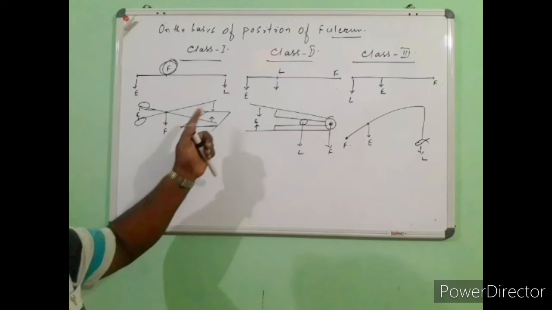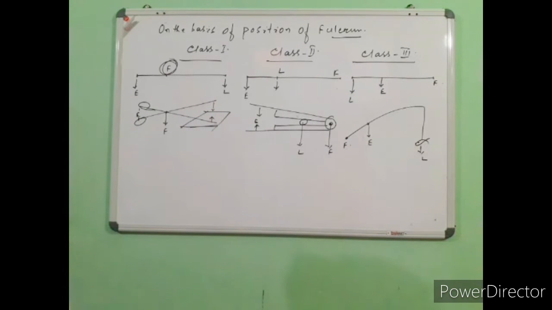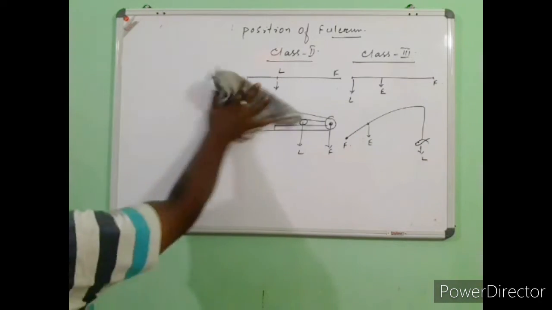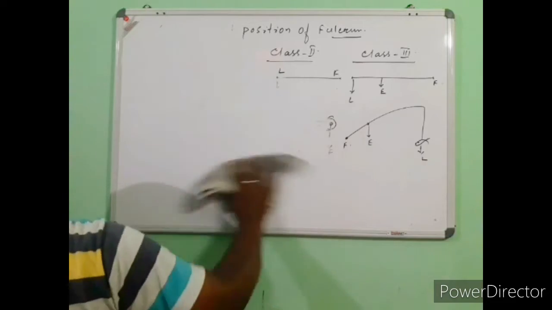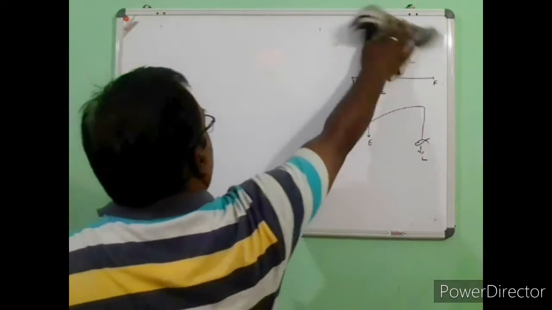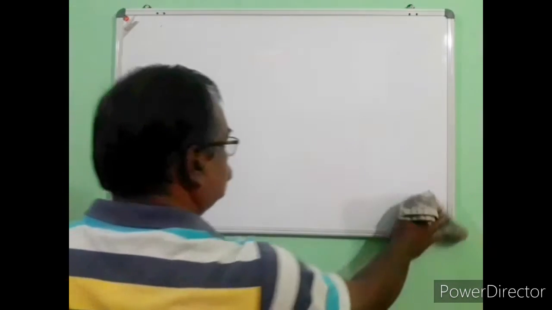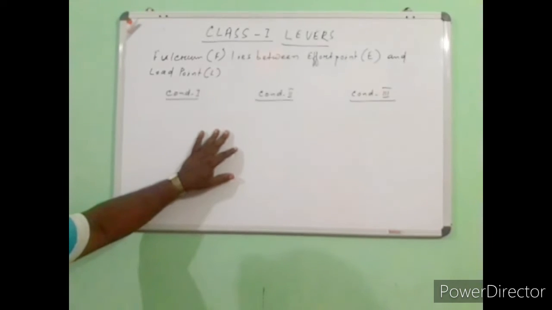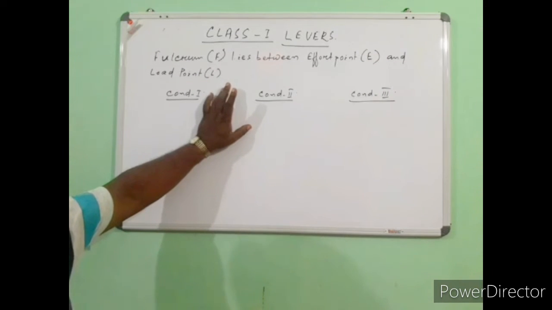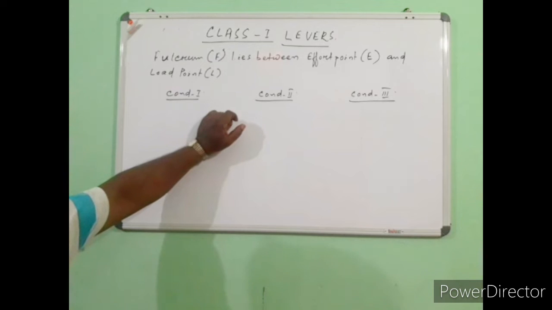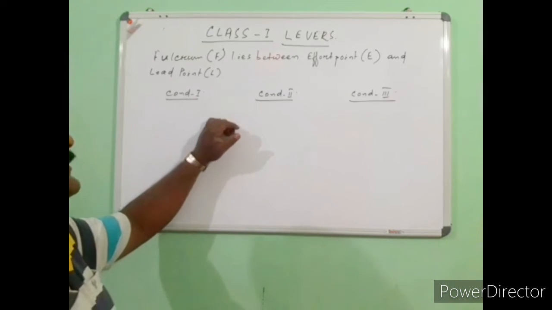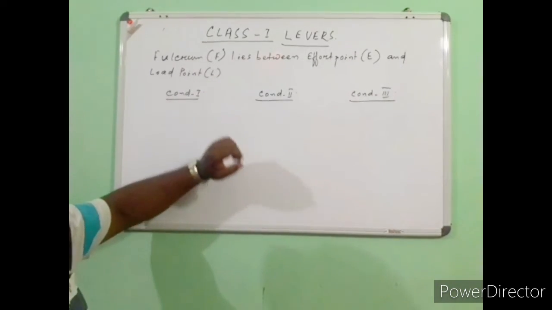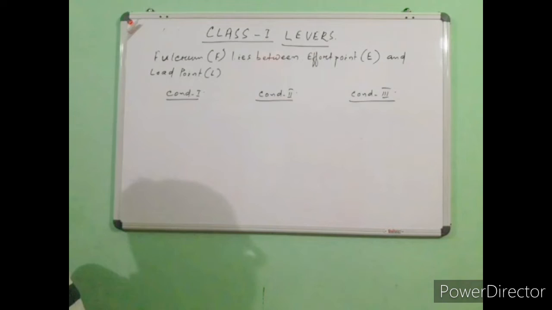Now we will go one by one through class 1, then class 2 and class 3 levers. How do they work? From this part we will discuss the different types of levers and how they work. First we will go to the class 1 lever. As we have already seen from the definition, class 1 levers are those levers in which the fulcrum or the fixed point lies between the effort point and the load point.